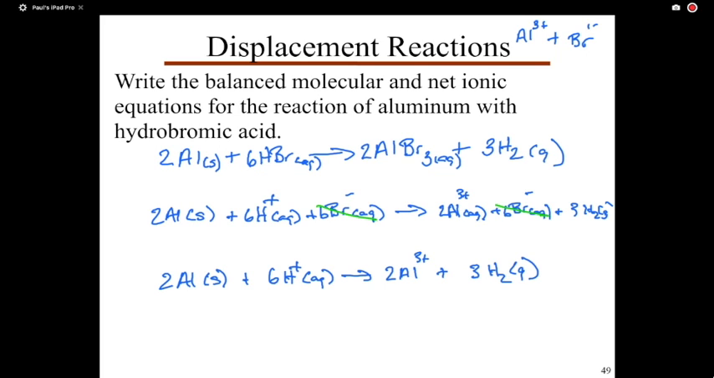The key to this one was, did the actual reaction happen? Using the activity series, we justified that yes, the reaction will happen. Yes, this single displacement type of reaction will occur, and you can go. If it didn't, we would just write NR and we would have been done. NR means what? No reaction.